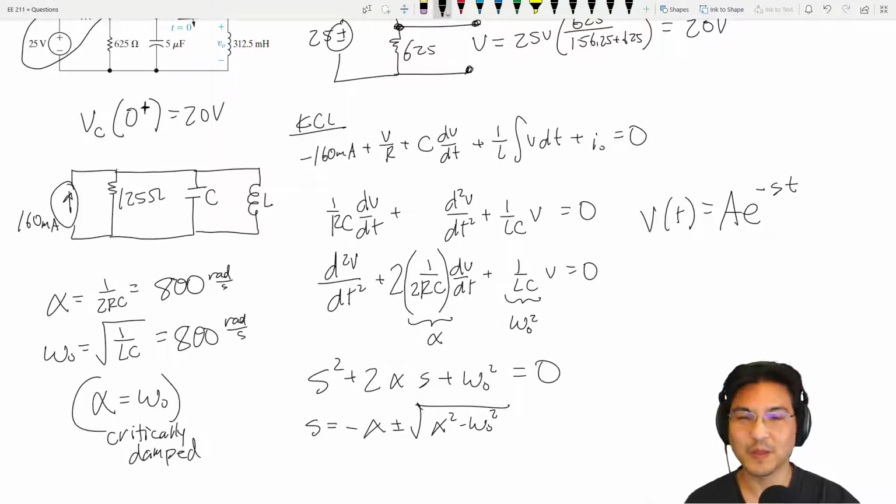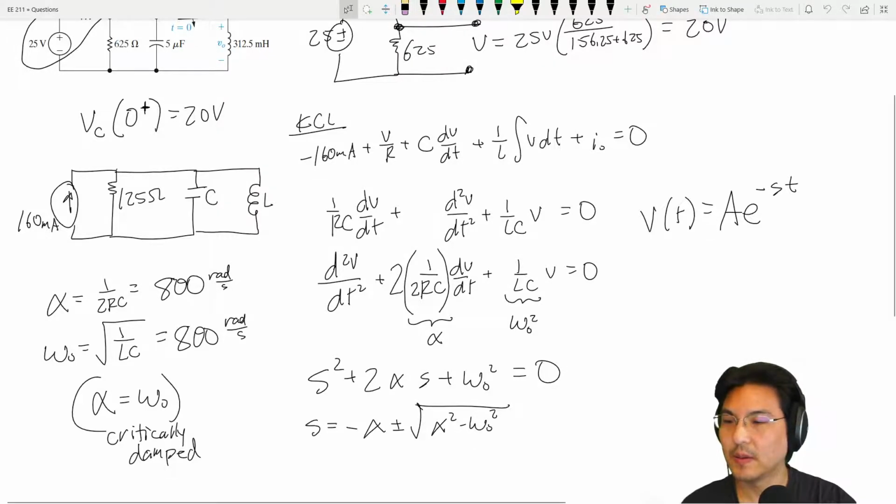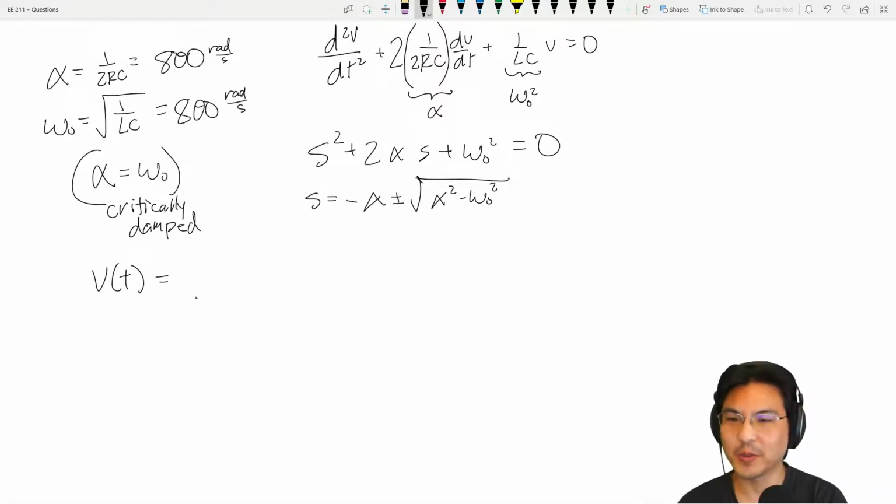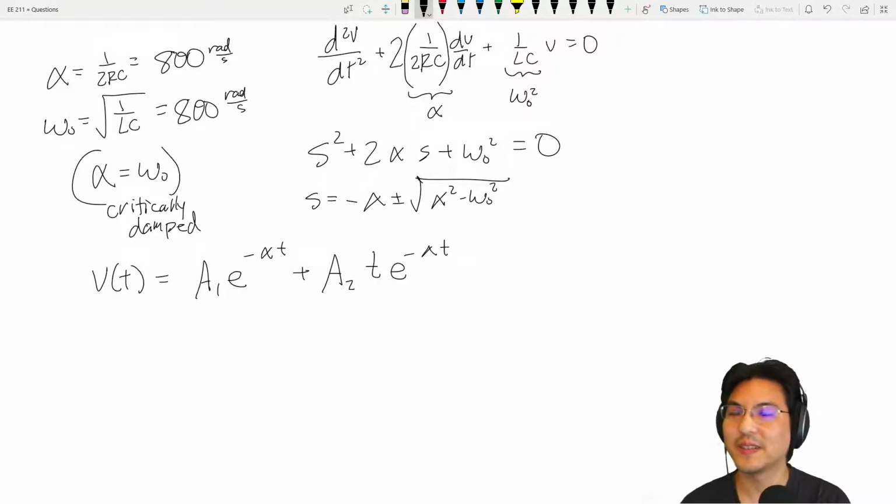Okay, you can just look up the solutions from our lectures for critically damped. The solution looks like some arbitrary coefficient times e to the minus alpha t, plus some other arbitrary coefficient times t e to the minus alpha t. In this case, alpha is 800, right? Okay, so we need these two arbitrary coefficients, so we need initial conditions.